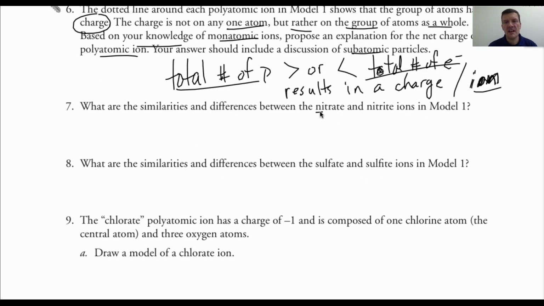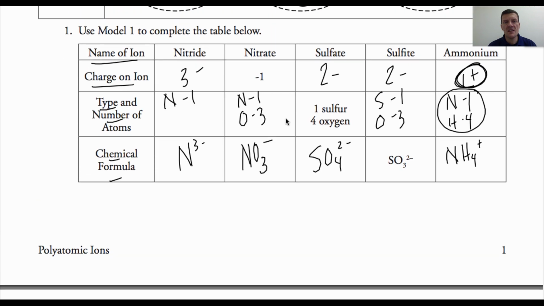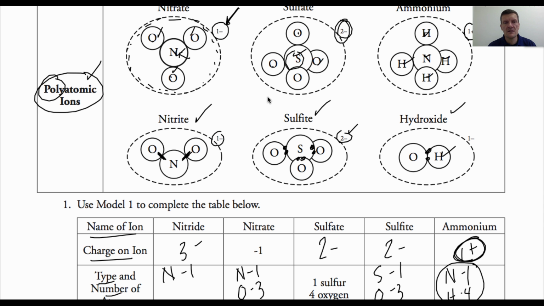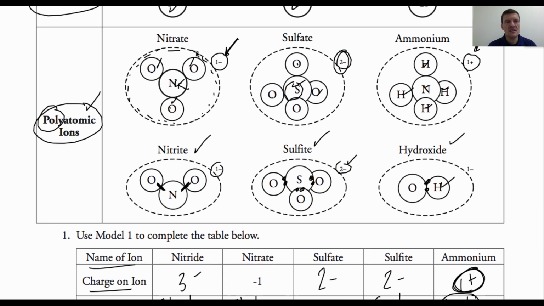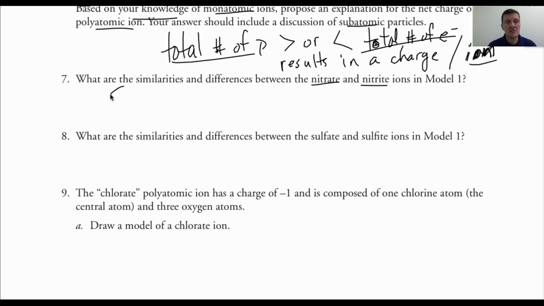Similarities and differences between the nitrate and nitrite. Let's look back up here, nitrate and nitrite. Here we go. Nitrate has nitrogen. They both have nitrogen, they both have oxygen, but one of them has one fewer oxygens. But they have the same charge. Okay? So same charge.